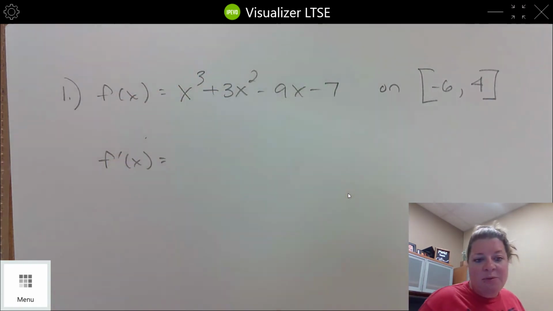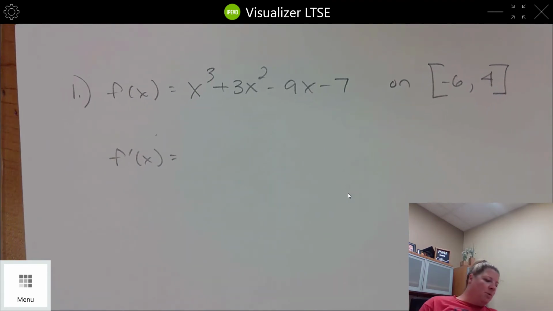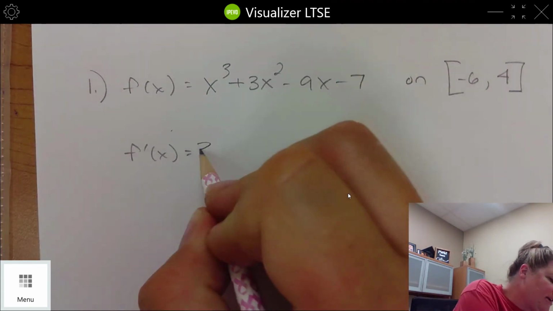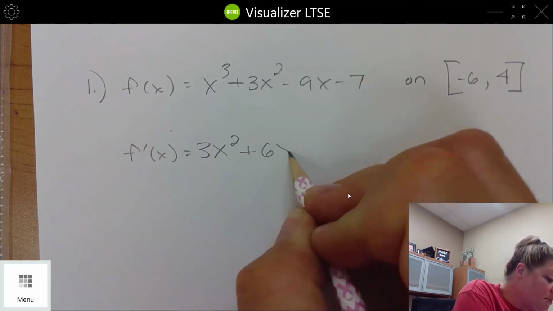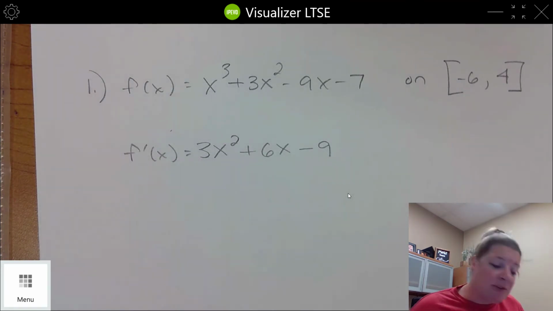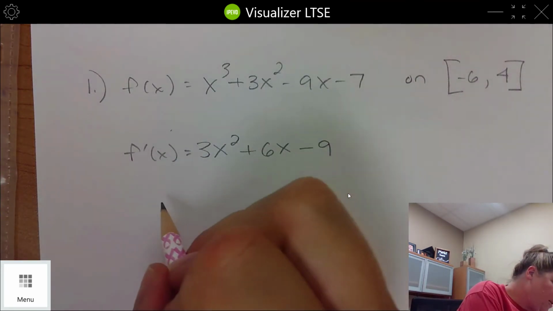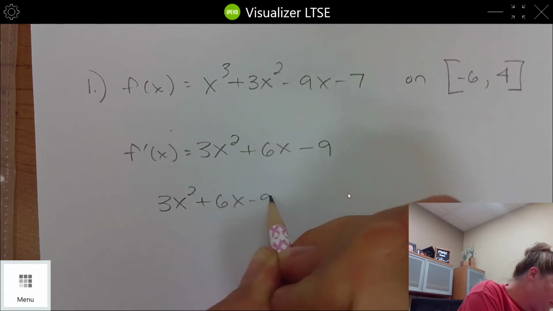Okay, so the derivative of this one's pretty easy. You're probably like, yes. So we just do our power rule. So we go 3x squared plus 6x minus 9. There's our derivative. And now we have to set this equal to 0. So 3x squared plus 6x minus 9 equals 0.